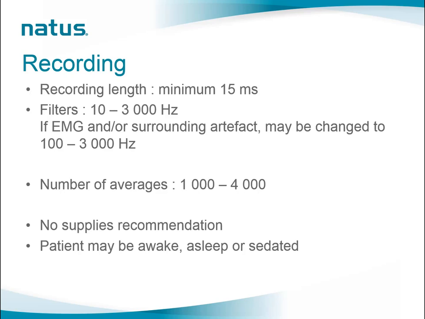As we discussed before, for evoked potentials, we average the signals. We can average the signals between 1,000 and 4,000 times. Of course, the lower the better because the test will be shorter. However, we should not stop the testing below 1,000 averages.